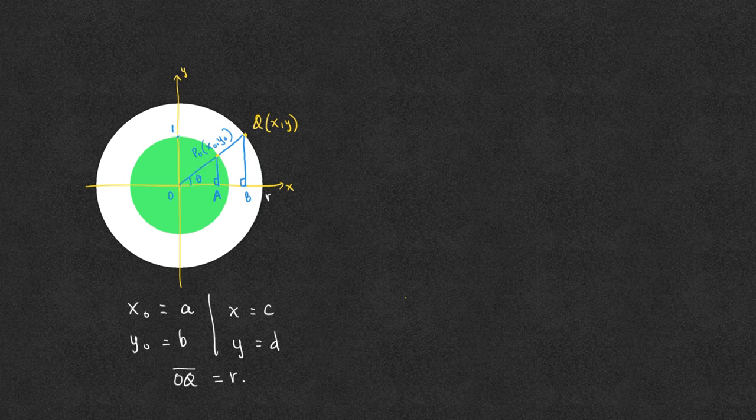Using the smaller triangle, keep in mind that sine is opposite over hypotenuse, cosine is adjacent over hypotenuse, and tangent is opposite over adjacent, with the reciprocals of sine, cosine, and tangent being cosecant, secant, and cotangent, respectively.